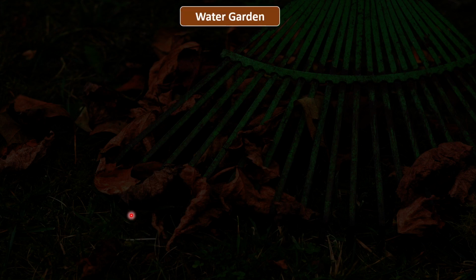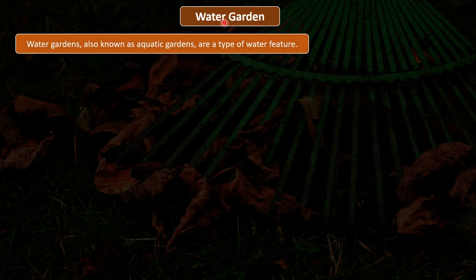Now coming to the next type of garden, the third type of garden, which is water garden. So I hope that how can you build the rock garden is clear with you. Now we will move towards the understanding of water garden. So water gardens are also known as aquatic gardens. These are a type of water feature.